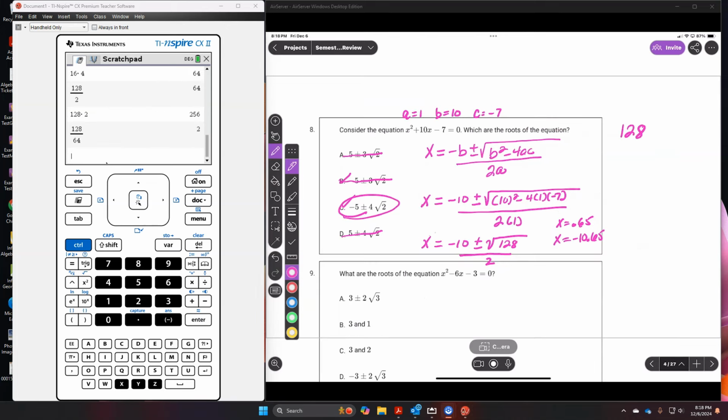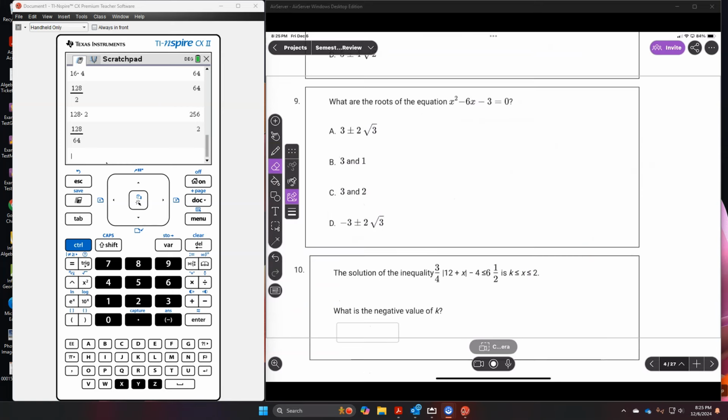Now, if I want to simplify with the perfect square, the largest perfect square that goes into 128 is 64, and it goes in 2 times. So the square root of 128 is 8 square root of 2. So your answer is negative 10 plus or minus 8 square root of 2 divided by 2. What is negative 10 divided by 2? Negative 5. And what's 8 divided by 2? It's 4. So your answer is C. You can do it either way, okay?